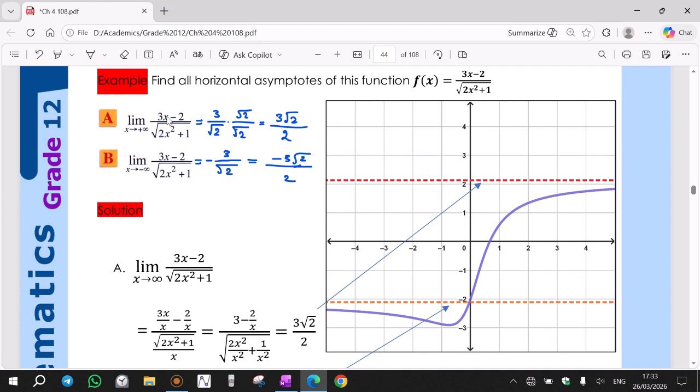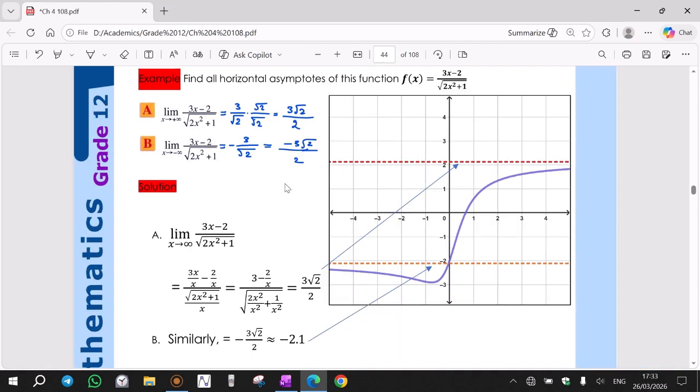If we look at the graph of this function, it's like an S shape, but the S is not a perfect S, unlike the odd function x power 1 over 3, which is a perfect S. Okay, the right side has this horizontal asymptote. It's getting close to this dashed line. The left side is getting close to this dashed line. That means this function has two different horizontal asymptotes.